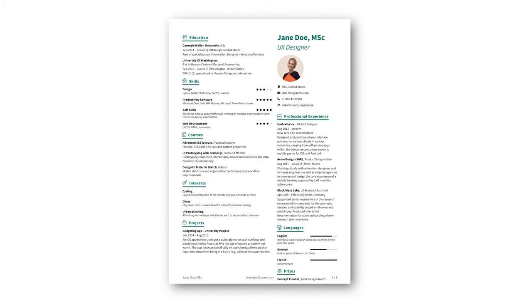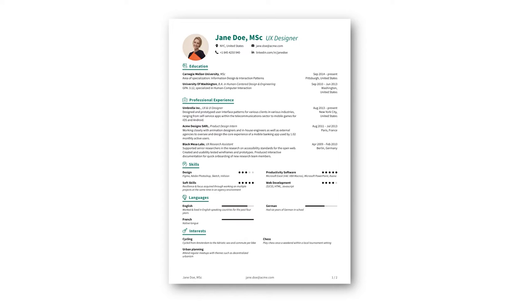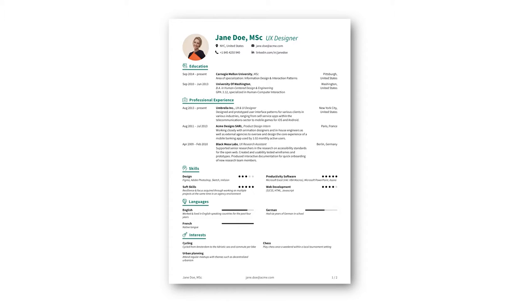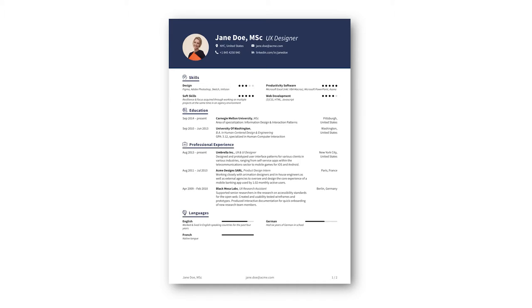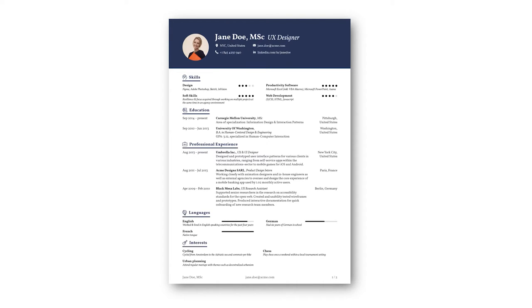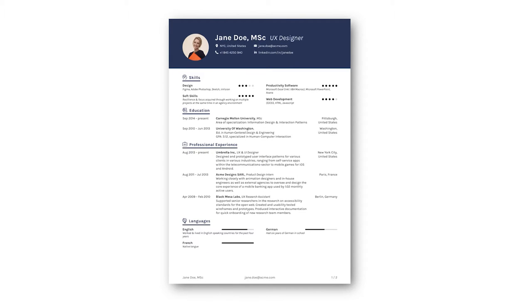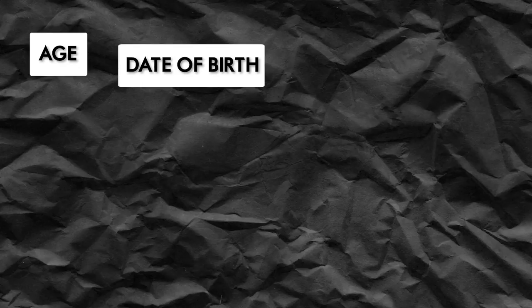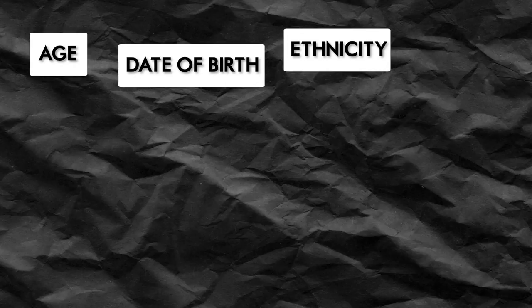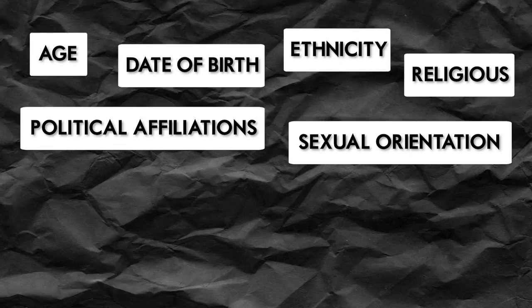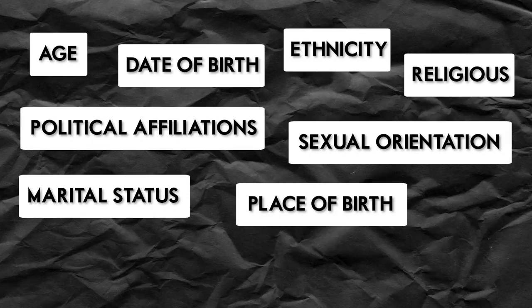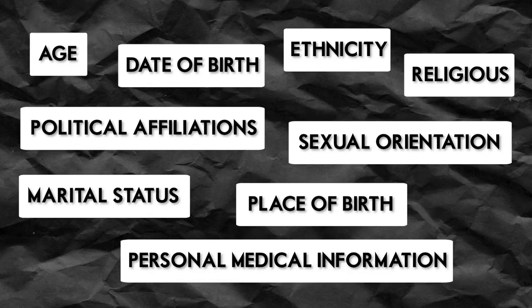At this point, it may seem like you're expected to include just about everything and anything in your curriculum vitae. However, hold on a minute, because there are some details which you should almost definitely not include. These details include your age, your date of birth, ethnicity, religious and political affiliations, sexual orientation, marital status, place of birth, and any personal medical information.